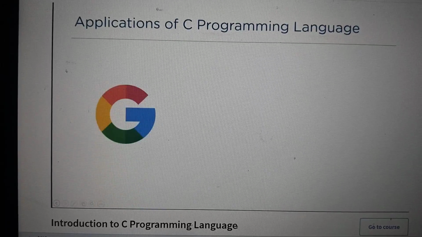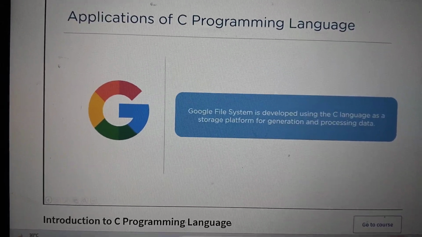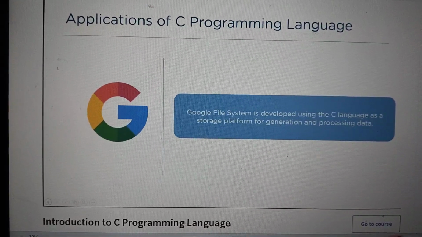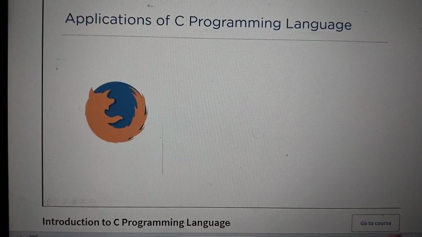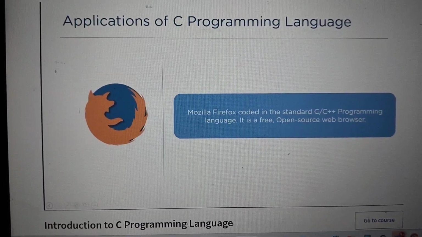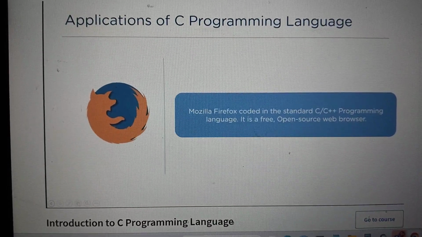Next, Google File System was developed using the C language as a storage platform for generating and processing large volumes of data. Next, we have Mozilla Firefox. Mozilla Firefox is one of the free and open source web browsers coded using early standard versions of C.